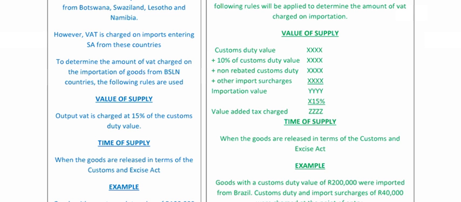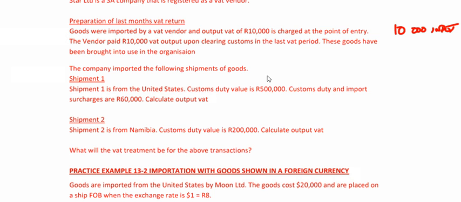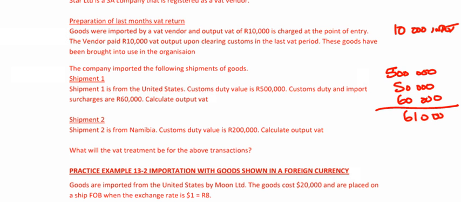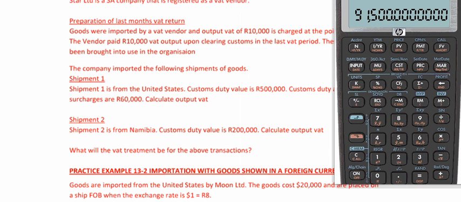So let's go back and do it in this question. What's going to end up happening? It's going to be 500,000 plus 10% of the 500,000 plus the import surcharge of 60,000. That's going to give you a sum total of 610,000 times 15%. What would that be? 610,000 times 0.15 would give you 91,500 Rand worth of output VAT. That would need to be paid at the border.